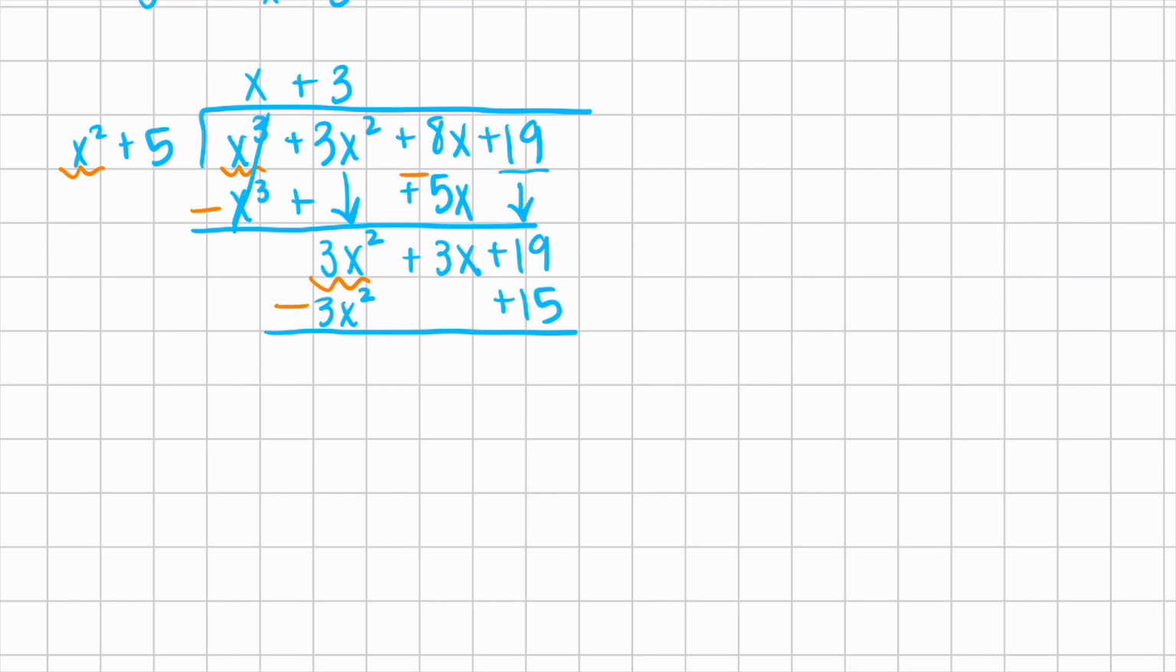I'm subtracting, so I want to distribute a negative. 3x squared minus 3x squared is 0. 3x plus 0x is 3x. 19 minus 15 is 4.